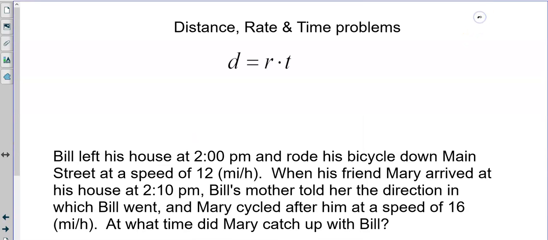So let's see. Bill left his house at 2, rode his bicycle. So he's at his house. He rode his bicycle this direction for a while. He left at 2 p.m. and he went 12 miles an hour. And he kept going, right?